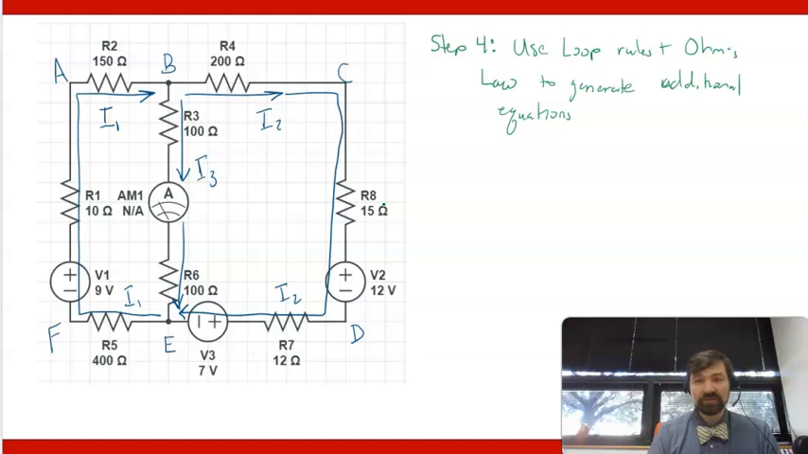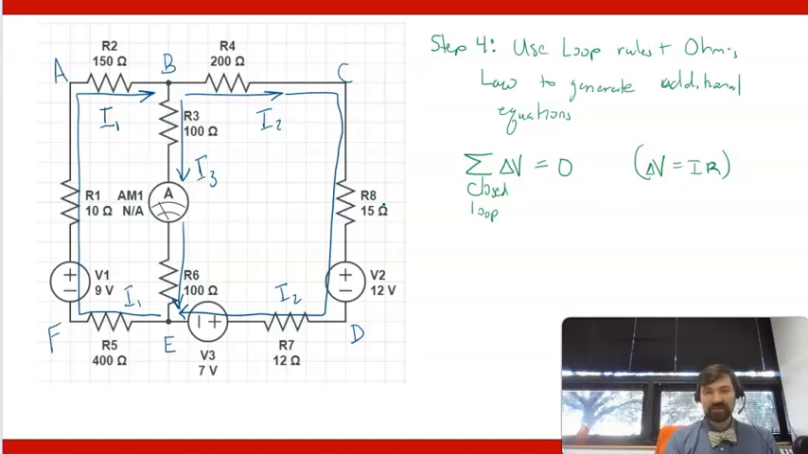Okay, step 4 is to use the loop rule and Ohm's law to generate the additional equations. As a little reminder, your loop rule says the sum of voltage drops around a closed loop is equal to 0. And then, of course, Ohm's law says that delta V is IR. Now, your delta V's in here could be IRs for resistors, it could be EMFs for a battery, and if you have a capacitor, then you can use Q over C, etc. I've just used Ohm's law as shorthand for what we're putting in for our delta V's.